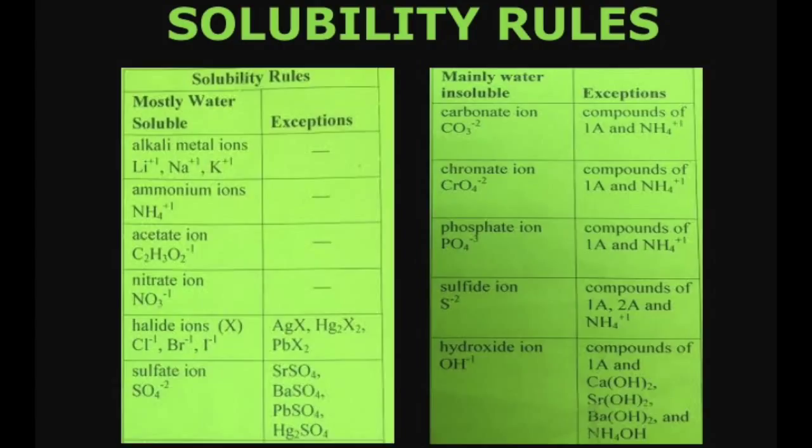These are the solubility rule tables. In the left picture, you can see ions that cause compounds to be water soluble. In the left column are the ions that cause compounds to be water soluble. In the right column are the exceptions for each of these rules. In the right picture, you can see ions that cause compounds to be water insoluble, meaning they form a precipitate. In the left column are the ions, and in the right column are the exceptions to these rules.